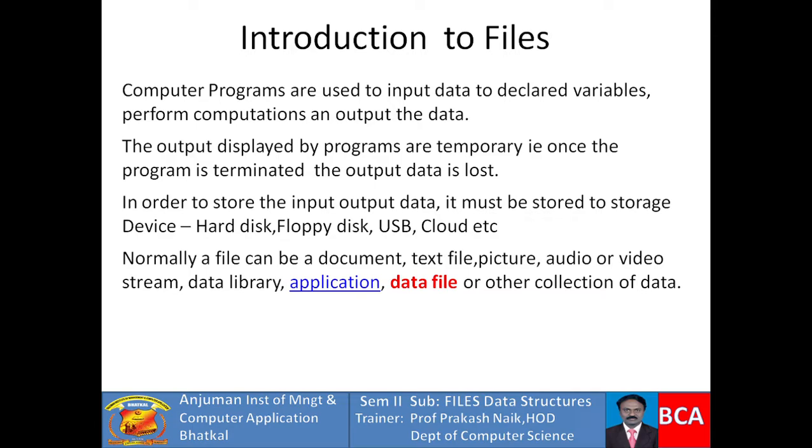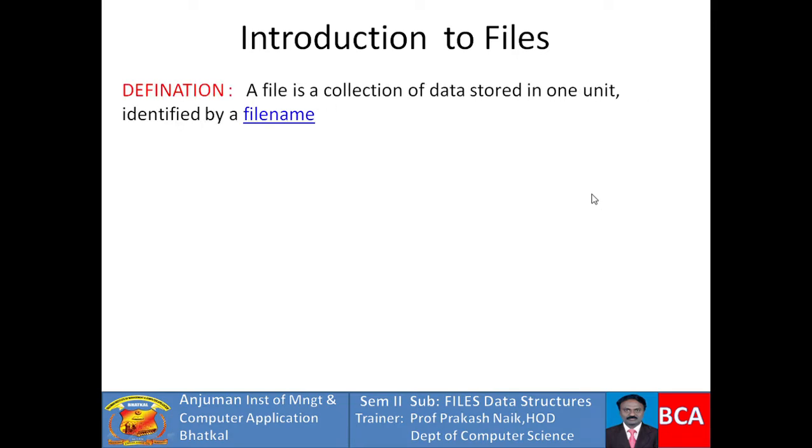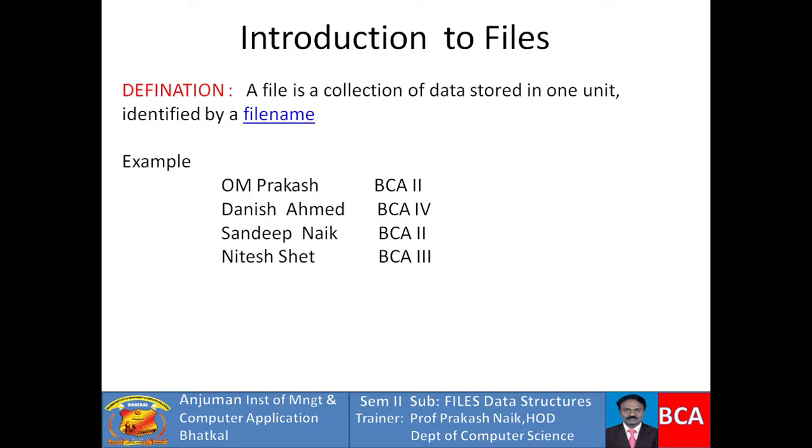Normally, a file can be a document file, a text file, picture file, audio video file, data library, data file, or other collection of data. Coming to the definition of file: a file is a collection of data stored in one unit identified by a file name.